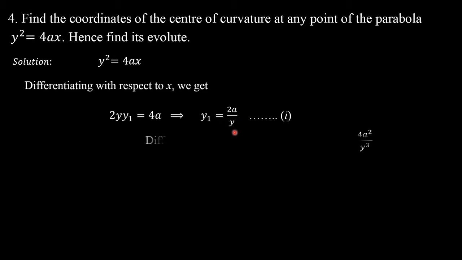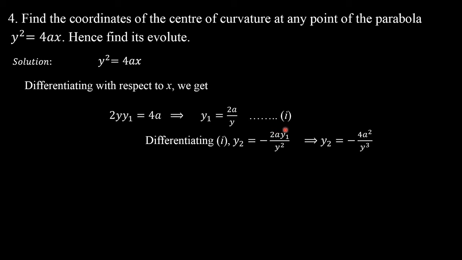Now to obtain y2, let me differentiate the expression 1 with respect to x again. So what is the derivative of y1 with respect to x? It is y2 is equal to 2a, which is constant, so keep it as it is, and just differentiate 1 by y. What is the differentiation of 1 by y with respect to x? It is minus 1 by y square into the derivative of y with respect to x, that is y1.